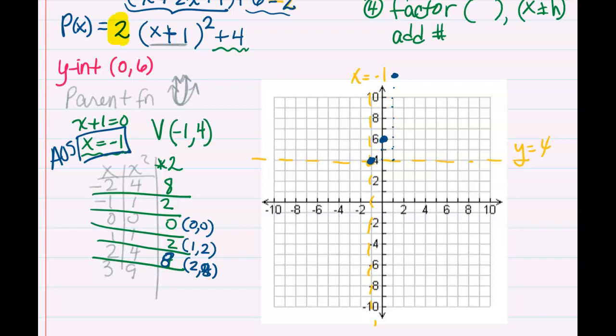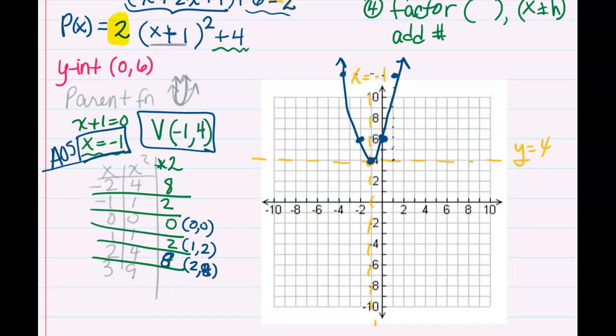We can use our axis of symmetry that says, if I went over 1 to the right for this point, I'm going to go over 1 to the left for this point. And I can see the same thing over here. I went over 2, so I'm going to go over 2, and we can see our parabola looks like this. Interesting. So we were able to find our vertex. We were able to find our axis of symmetry. We know our y-intercept was the point 0, 6.